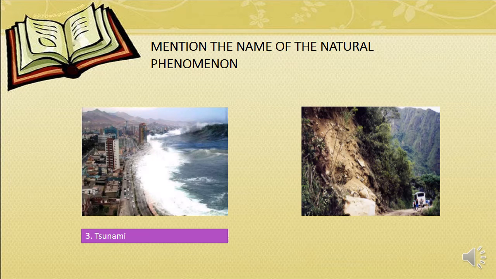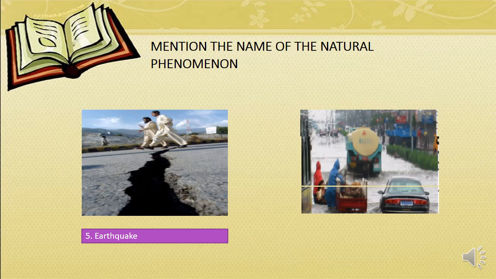And this picture? Yes, marvelous. This picture shows us that this is a landslide. How about this picture? This is an earthquake. I think our country has many earthquakes. How about this one? This is a snowstorm. Correct.